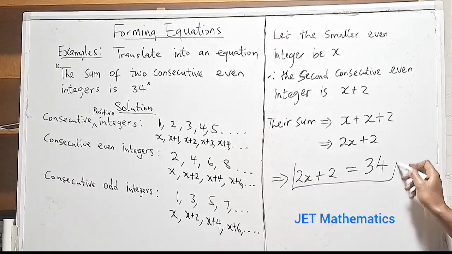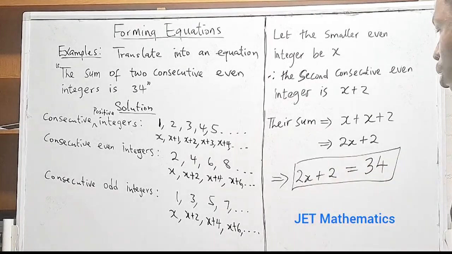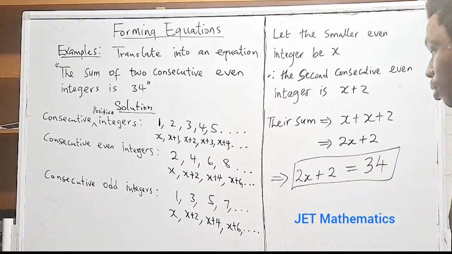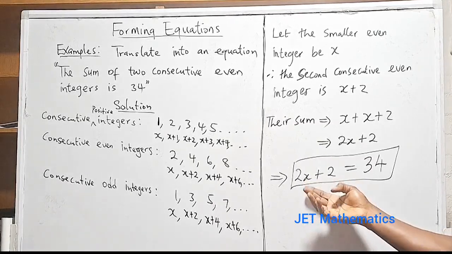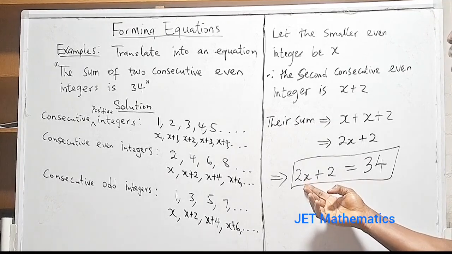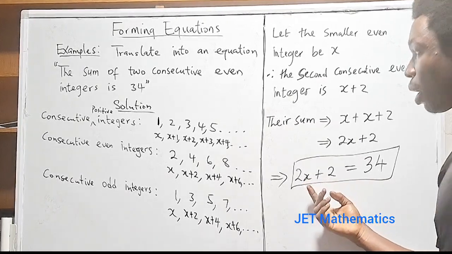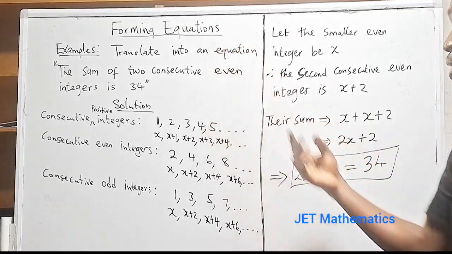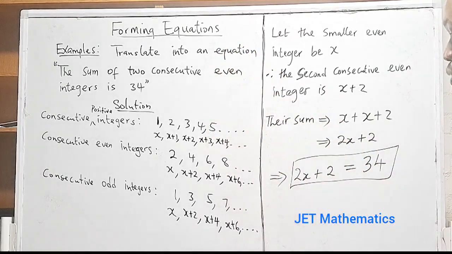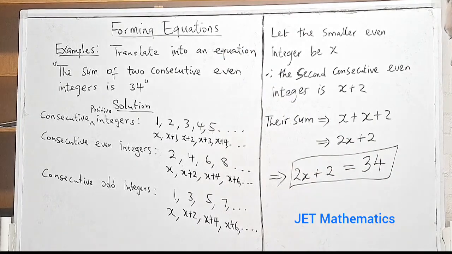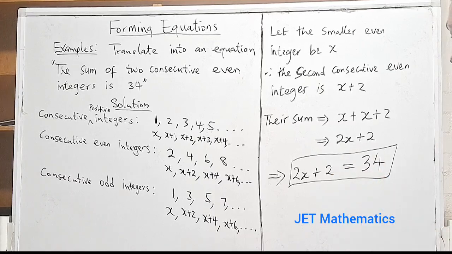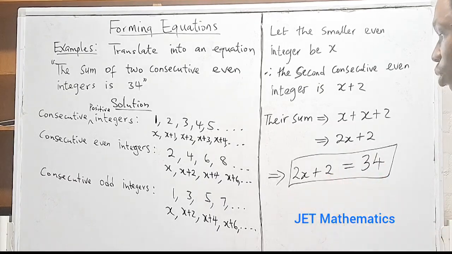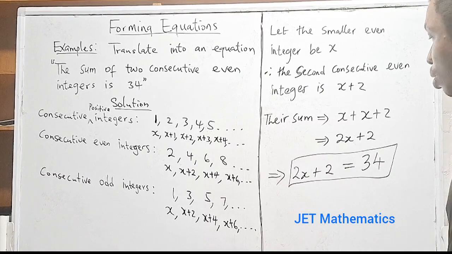And this gives our final answer. With this, you can simplify to get the value for x. But what we were asked to do is just to translate into an equation, and that is what we have done. You can also simplify further, but no need. This is the equation we have, and then we are good.